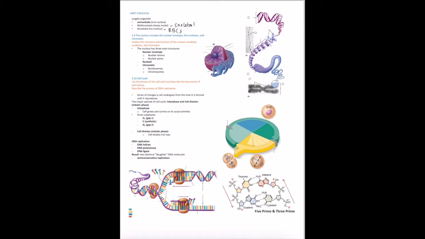So now let's look at some of the different features of the nucleus. We can see that the nucleus includes the nuclear envelope, the nucleolus, as well as chromatin. So what are some of those structures here? This is going to represent the nucleus, and this area here, that's going to be the nuclear envelope. That inner layer of the nuclear envelope is what's known as the nuclear lamina.